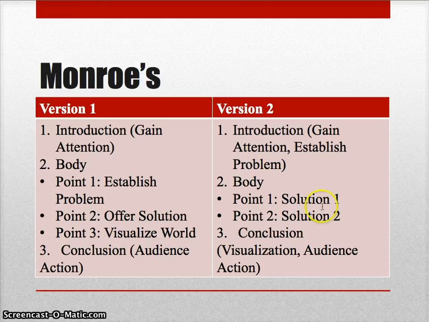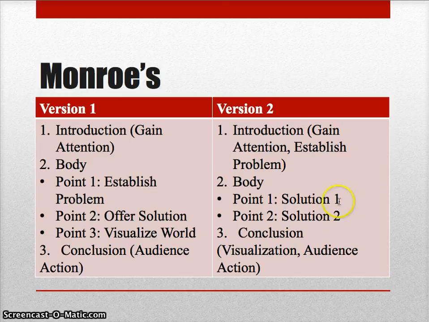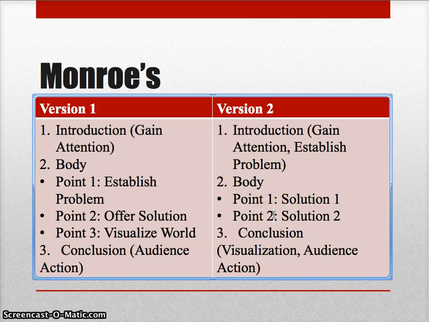That might be one way that we could go about using Monroe's, okay? Another way that we might use it is we might complete steps 1 and 2 in our introduction. We might try to gain our audience's attention and establish the problem in the introduction, depending on how difficult it is going to be to establish that problem. And then in our body, we might offer solutions 1 and 2. Maybe the solutions we have to the problems are a little bit more in depth, and they require some more understanding. So we need to take more time for our audience members to be able to understand how these solutions would work. So maybe we'd have one point where we talk about one solution, a second point where we talk about a second solution. And then in our conclusion, maybe we have the visualization and audience action steps. That might be another way that we could organize Monroe's.